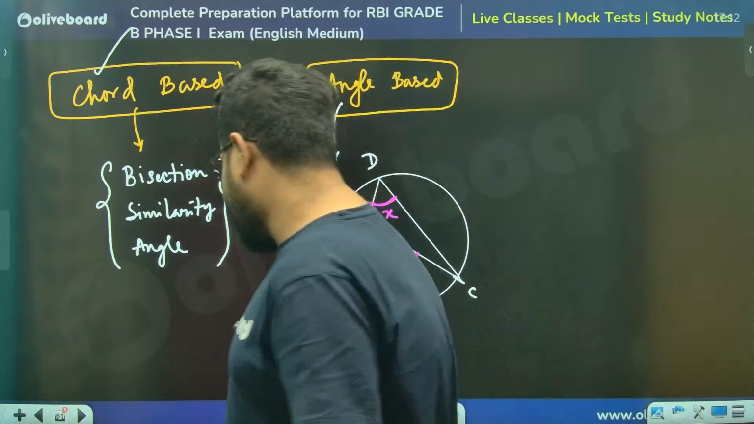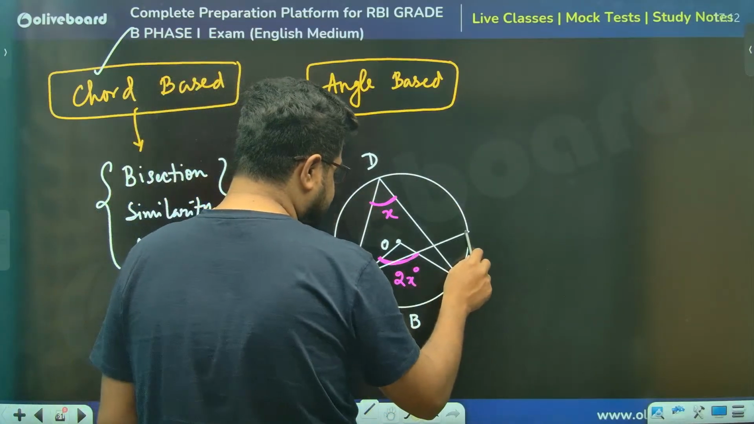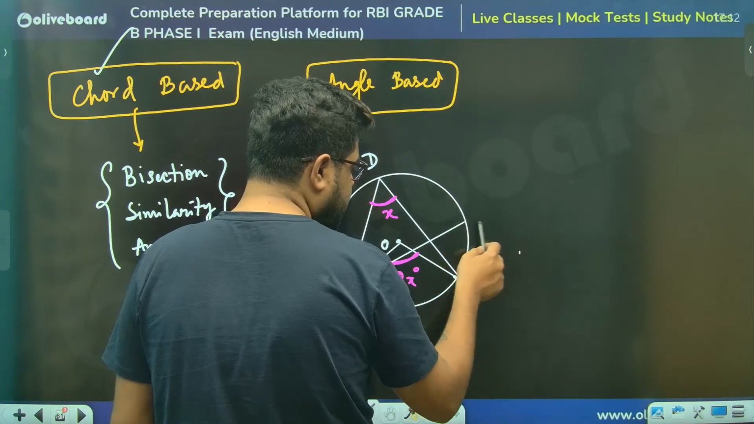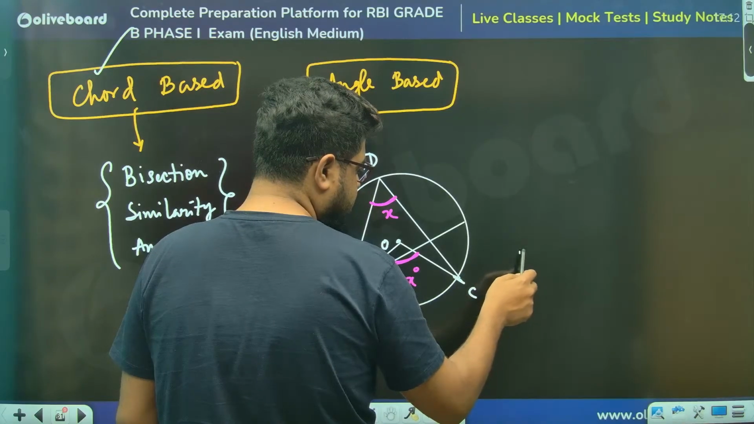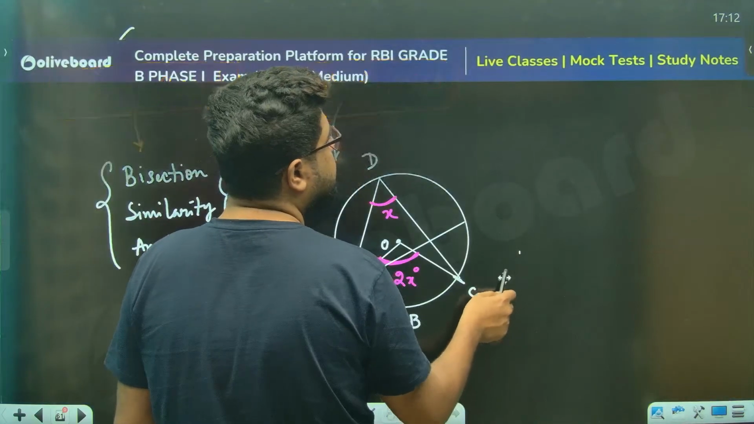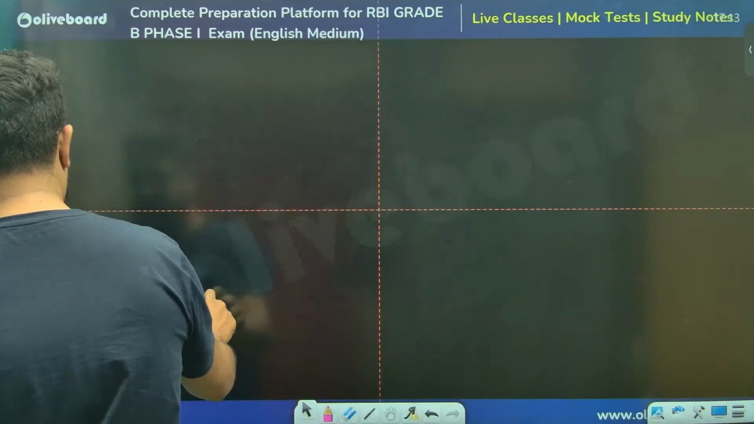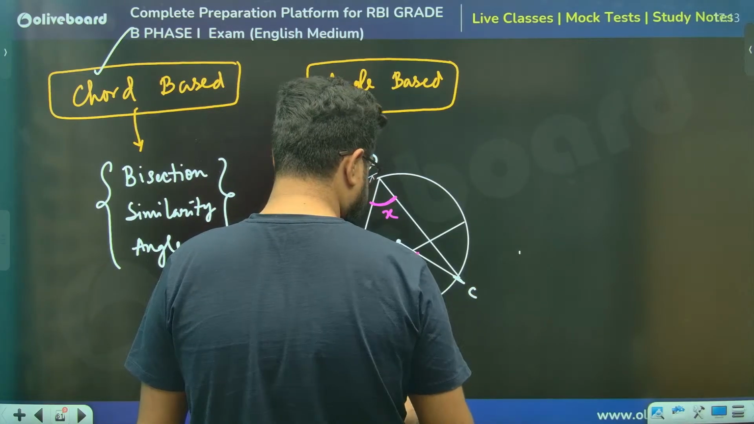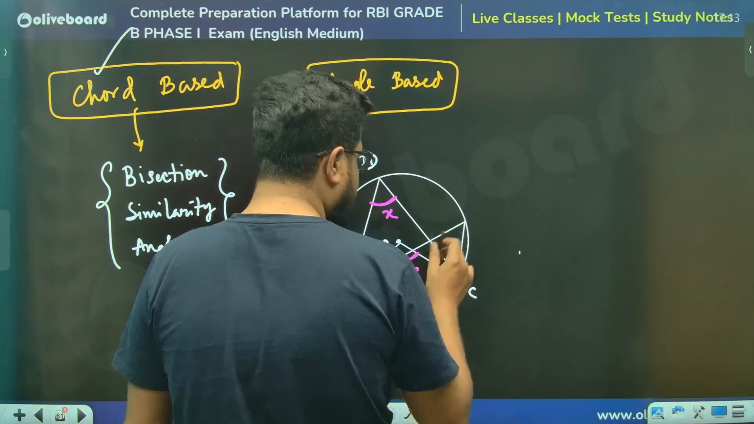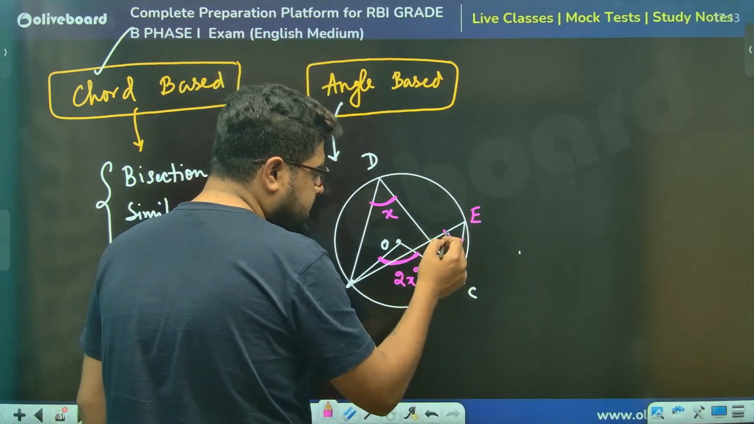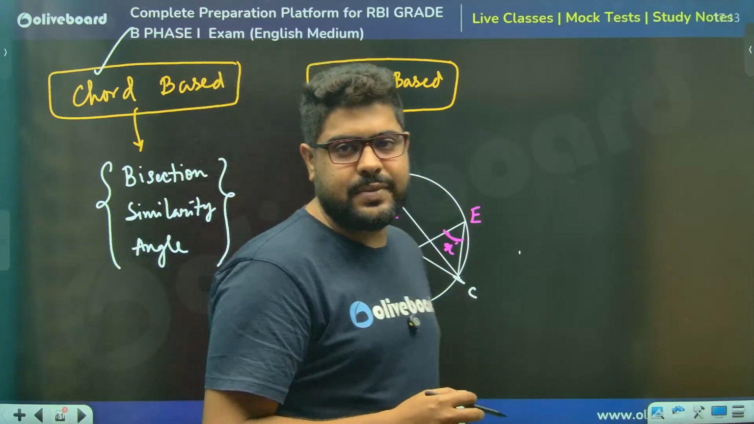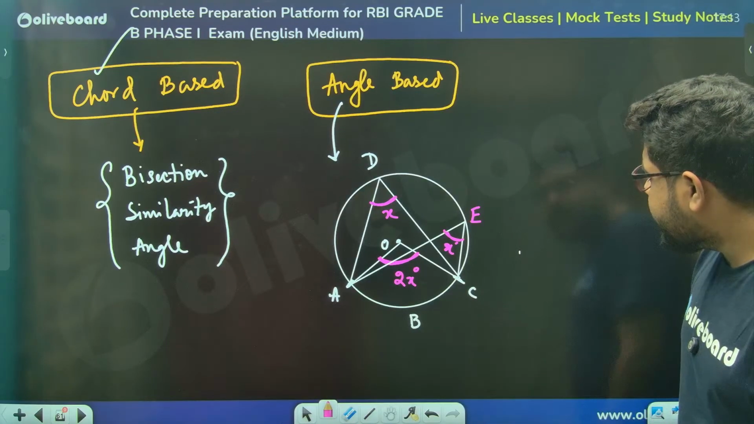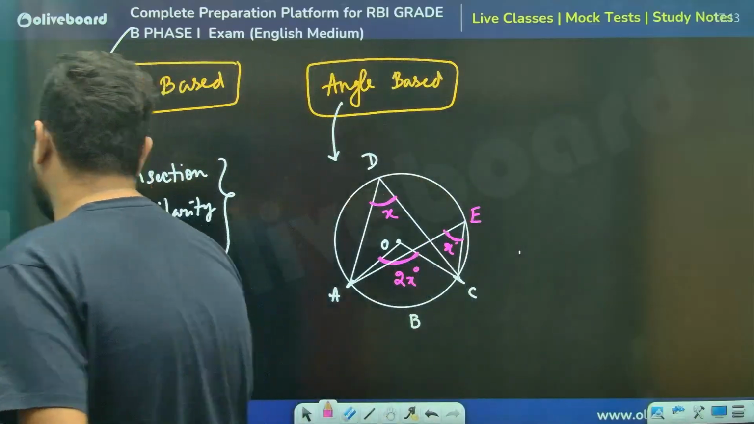Now, once we know this, many people have this doubt. Please understand, if the angle is made here as well, do not worry. If the angle is made over here, say this is E, then also if this is x degree, then this is 2x degree. What if angles are made on B? Yes, absolutely the same thing. We'll go there. Do not worry, brother.